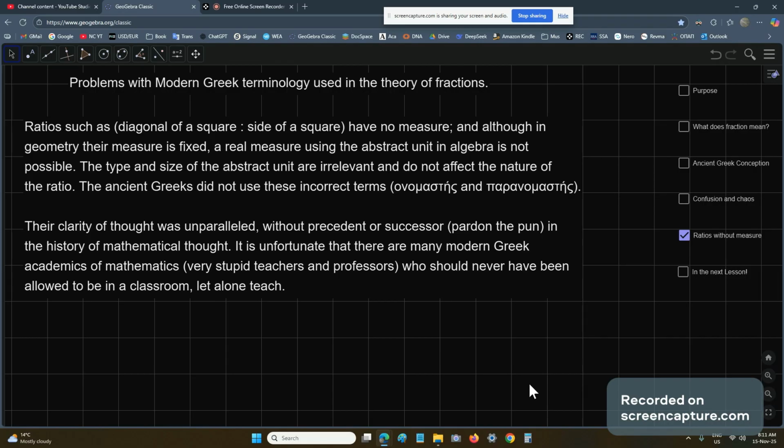So the ancient Greeks did not use these incorrect modern Greek terms like onomastis and paranomastis. Those two terms are confusing. Their clarity of thought, the ancient Greeks, was unparalleled, without precedent or successor, pardon the pun, as you find in that garbage of Peano axioms. It is unfortunate that there are many modern Greek academics who should never have been allowed to teach, never mind to step into a classroom.